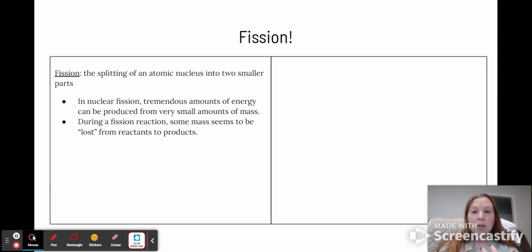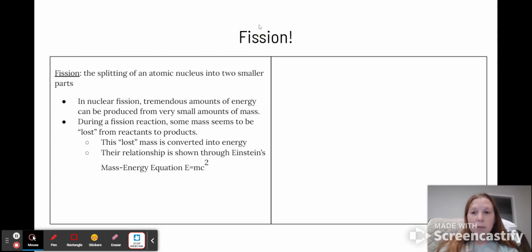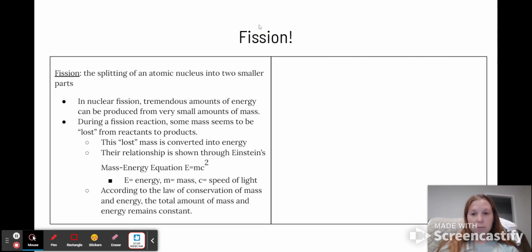During this fission reaction, some mass seems to be lost from the reactants to the products, and that is what is converted into energy and used as energy. The relationship is shown in Einstein's mass energy equation. So if you've ever heard of E equals mc squared, that's where this is coming into play. And here's the symbols for that equation. According to the law of conservation of mass or energy, the total mass and energy must remain constant from one side to the other. So we do have to recognize where that goes and where it came from.